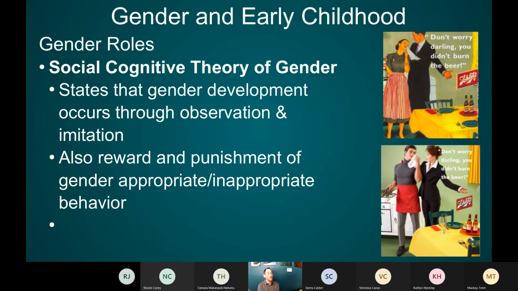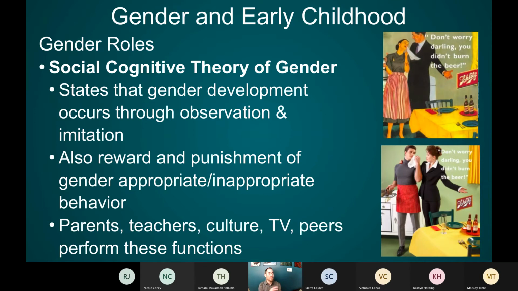They're also getting rewarded or even punished for gender appropriate or inappropriate behaviors as well. So in some specific settings, it might be an actual punishment, but usually this is something like maybe they're getting bullied because they're gender non-conforming, or the actions that they're doing are not appropriate for the gender that they appear to be displaying. So parents, teachers, the wider culture, TV, peers, they perform these functions. They allow the children to observe and then imitate the models.